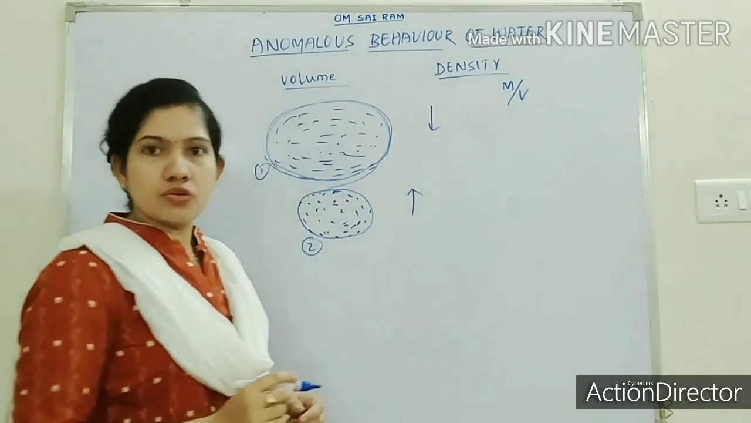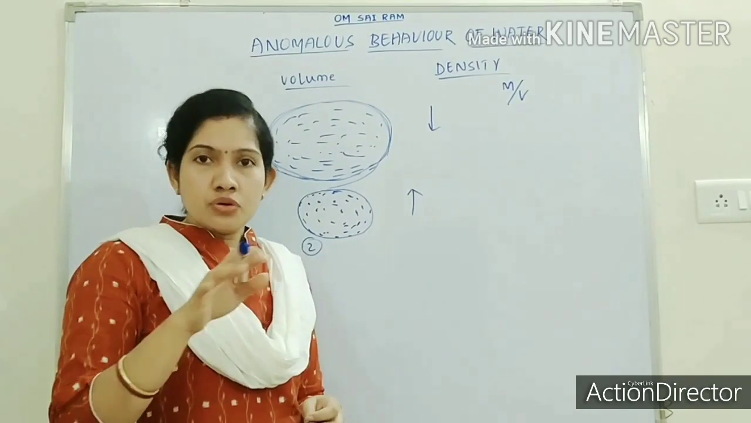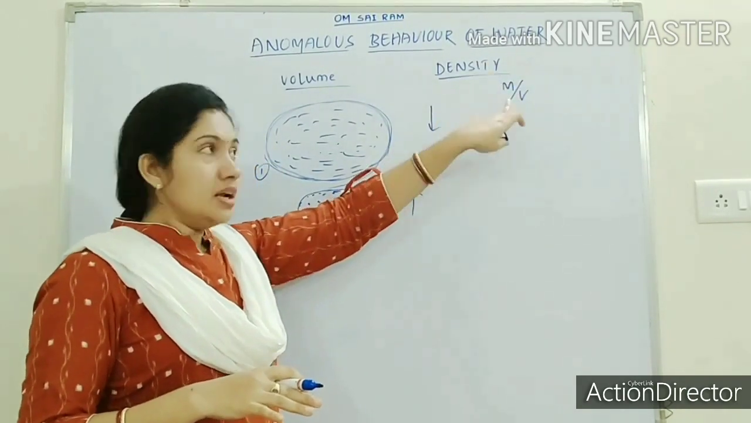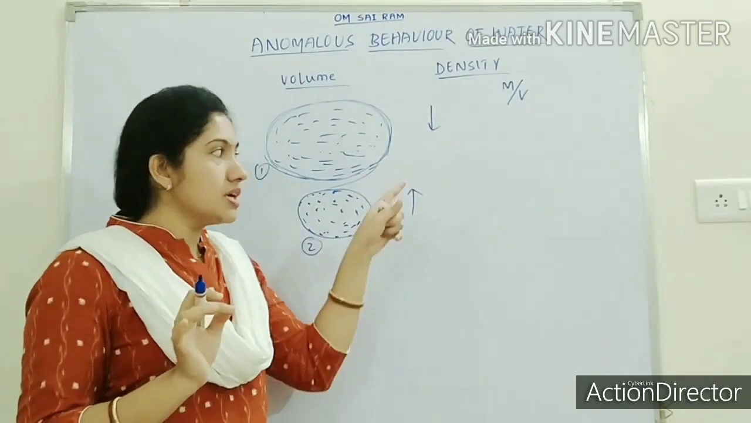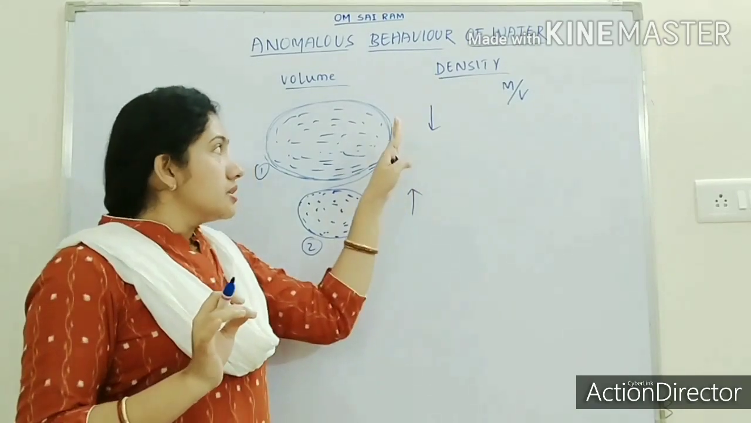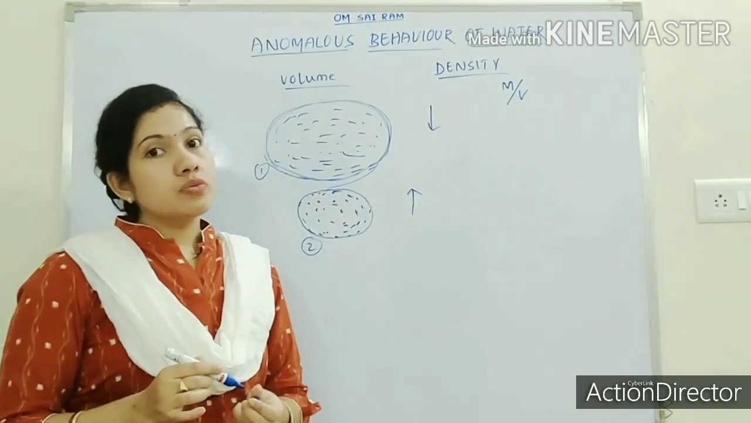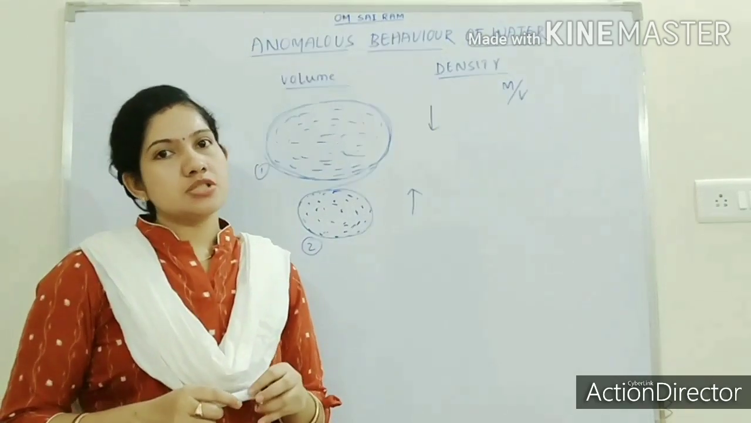M by V is the formula. I am not going into details because I don't know if you have started this topic in physics or not, but here in a simple way I am defining what density is. If we take density, the more the closeness of the particles, the more the density. The less the closeness of particles, the less the density.